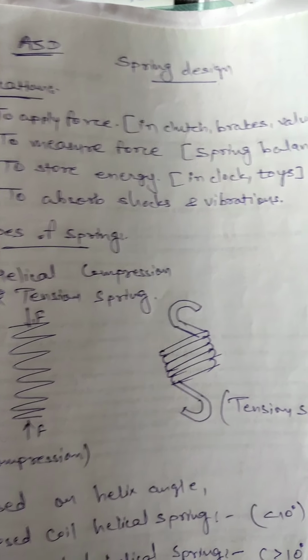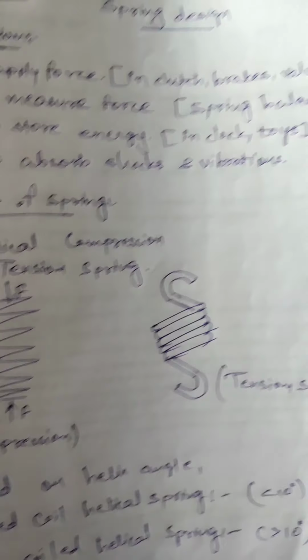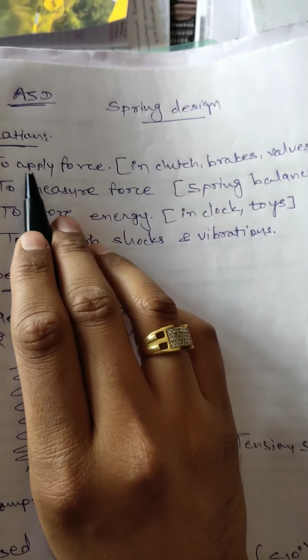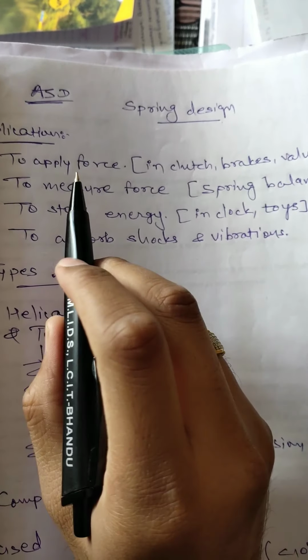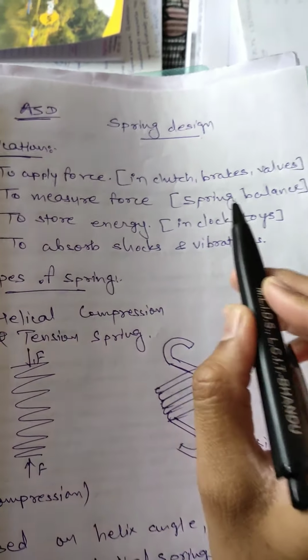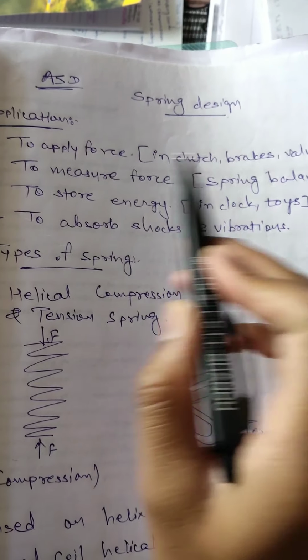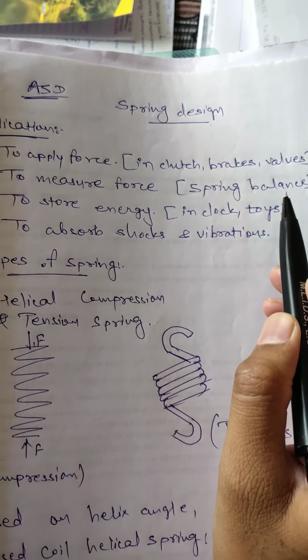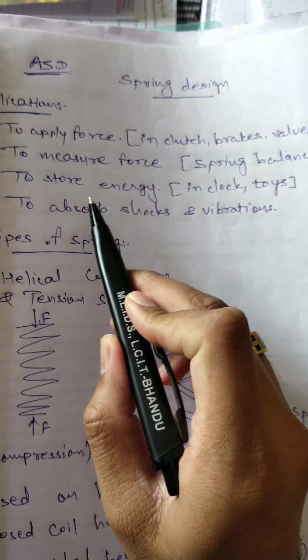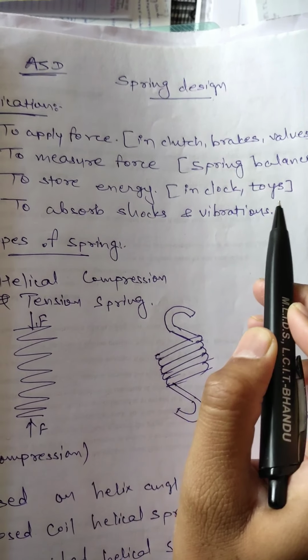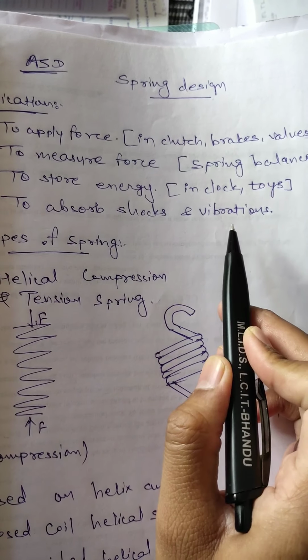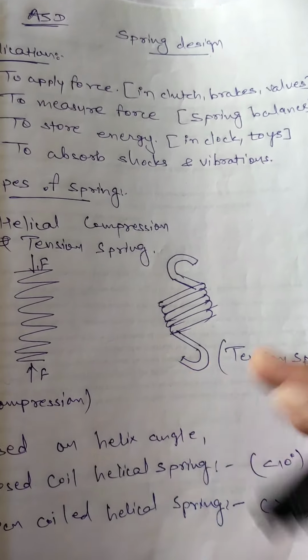What is the main application of a spring? The main applications of a spring are to apply force in clutches and brakes, to measure force as in a spring balance, to store energy in clocks and toys, and to absorb shock and vibration.